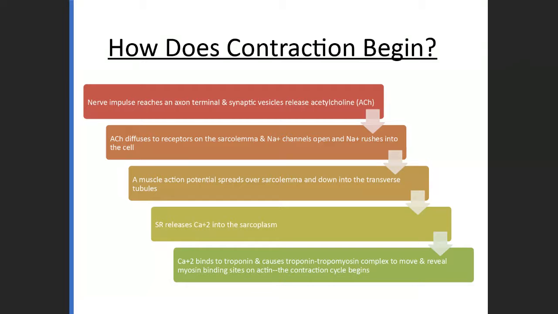Then from there, the sarcoplasmic reticulum is going to release its calcium into the muscle cell, or the sarcoplasm. And then this calcium is going to bind to the troponin, okay? And it causes the troponin-tropomyosin complex to move and reveal its binding site, okay? And then that will allow the myosin head to bind to the actin, and then that's the contraction beginning.